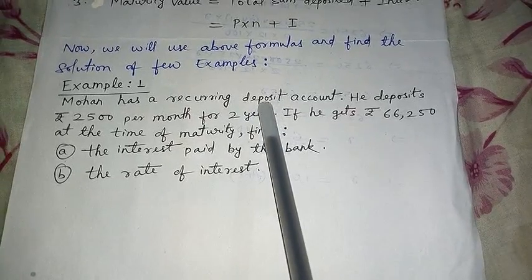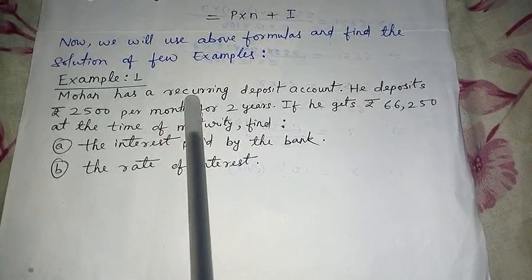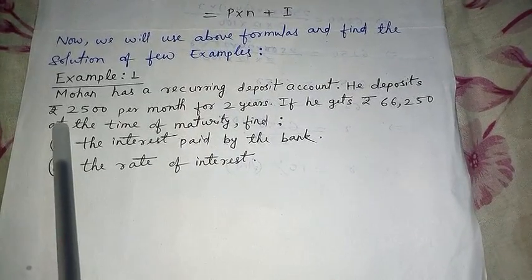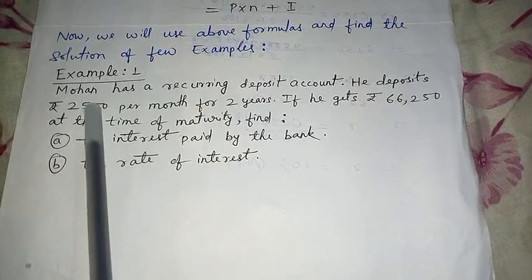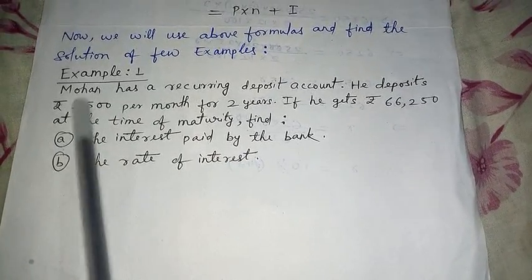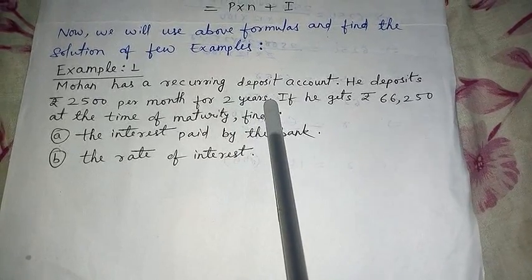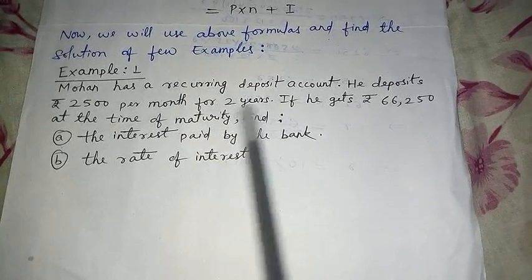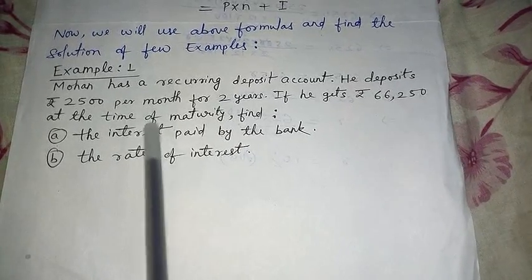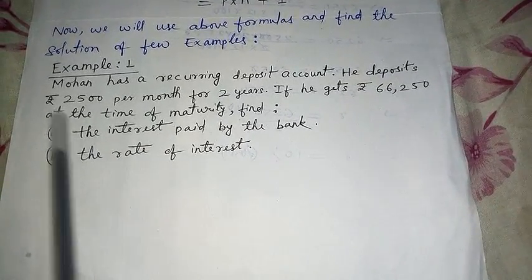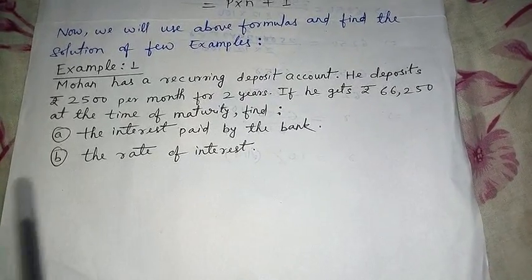Mohan has a recurring deposit account. Okay, it's a recurring account, or also we can say cumulative account. He deposits rupees 2,500 per month. Okay, now 2,500 will be my P, monthly installment. Okay, for 2 years. Here 2 years, years are not accepted, you have to make it months, that is 24 months. He gets rupees 66,250 at the time of maturity. This is maturity value. At the time of maturity means this money is matured value. This is amount on maturity.